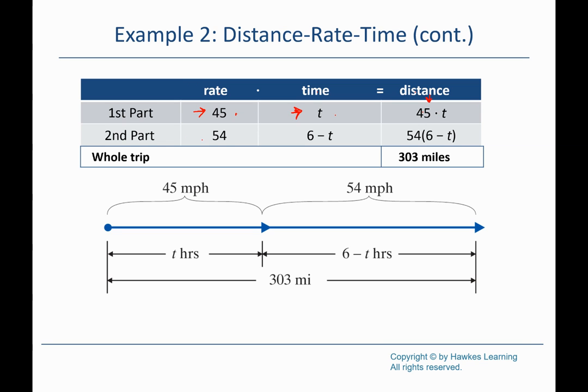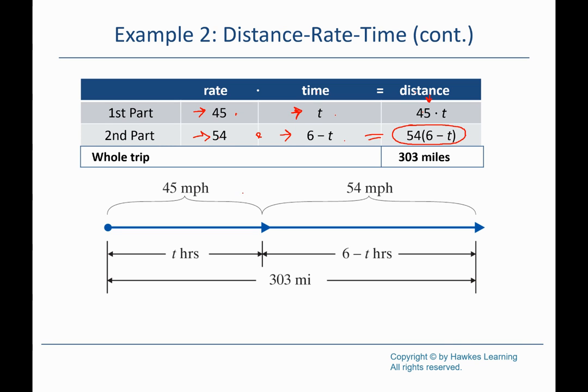In the second part of the trip, I know his rate was 54 miles an hour. The time we just said was 6 minus t. We did that on the last slide. So the distance is given by the formula. I'm just going to take this block times this block, and that's what I put in this block here. This block is equal to 54 times 6 minus t.